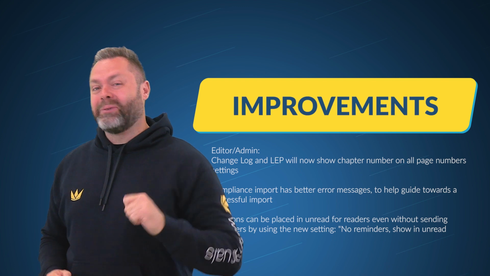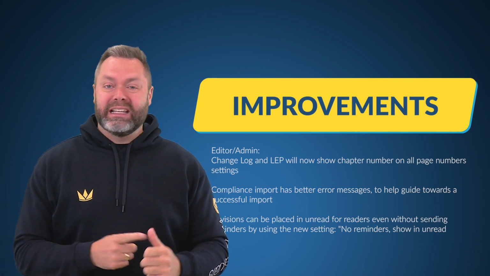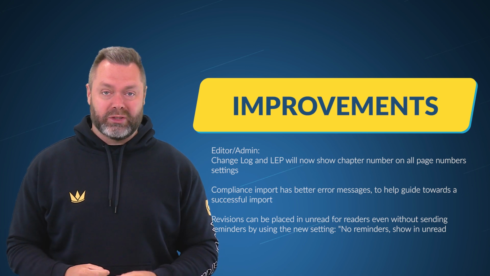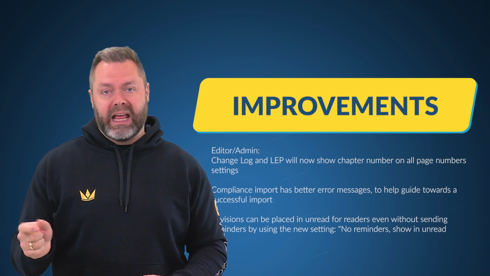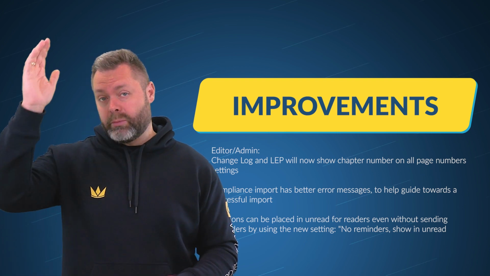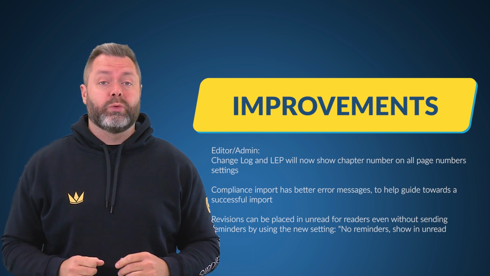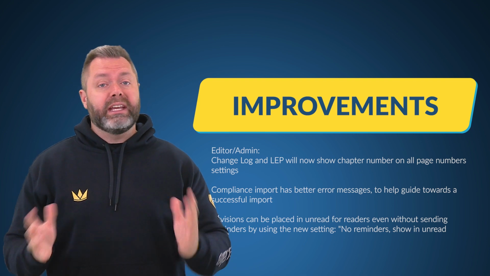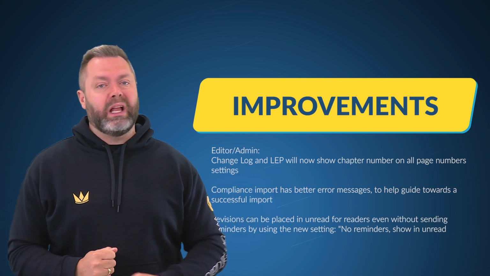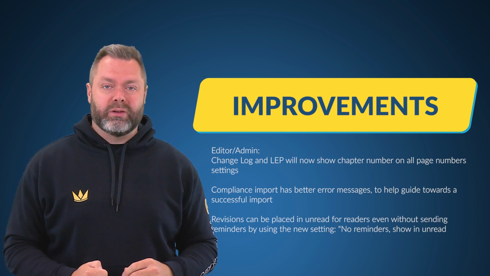Improvement time! We have 3 improvements for you today. The first one is for the list of effective pages and the changelog modules. For those modules, if you're using the page number N or the page number structure N that numbers from 1 to everything in your manual, those modules would not show the chapter number correctly in the chapter number column. They do now, so everything should be well if you're using that page numbering structure and those modules.